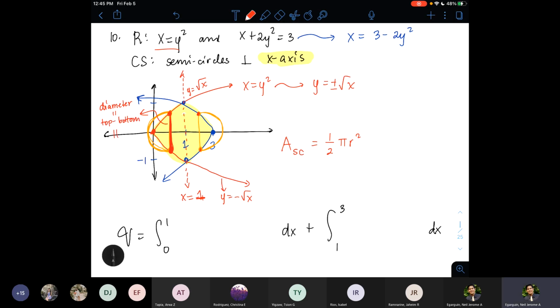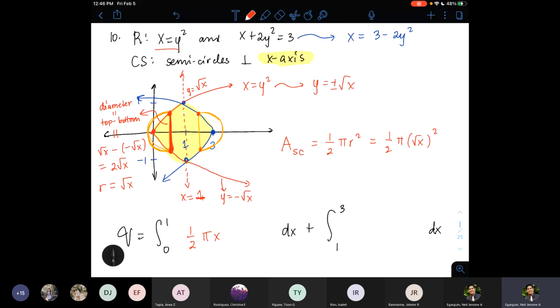And what is the top minus bottom? Well, we said that the top curve is root x. The bottom curve is negative root x, so we'll have root x minus negative root x. So that means the diameter is twice the root of x. Okay. But we're looking for the radius. So radius would be half the diameter, so it would be root x. So basically this would be 1/2 pi times root of x quantity squared. So the integrand over the interval 0 to 1 would be 1/2 pi x.